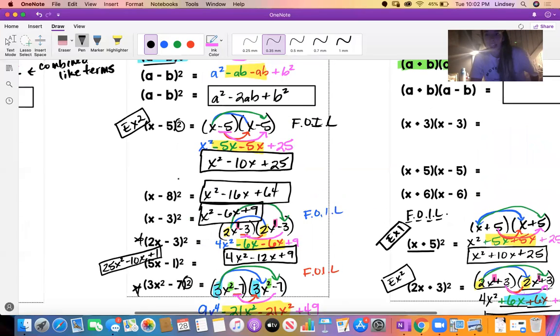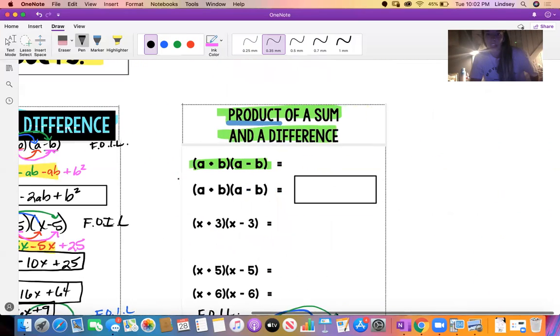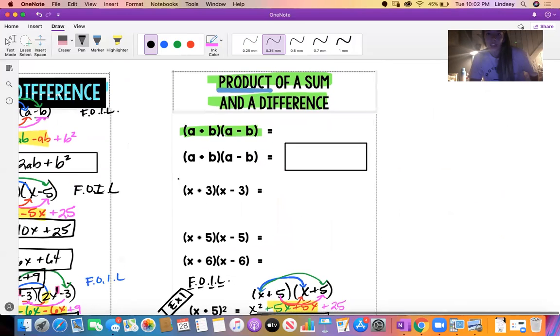All right, the last one we'll be looking at is the product of a sum and a difference. Okay, all the same concept. The only difference is that of what you're starting with, one of your polynomials has a plus and the other one has a subtraction, therefore the sum and the difference, okay? But when you're doing the FOIL method, you just have to really pay attention to what those signs are, okay? So let's look at it.